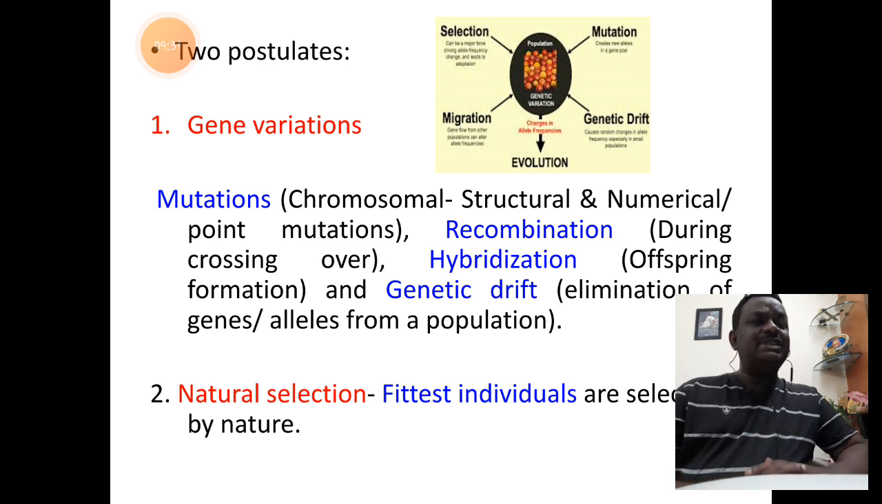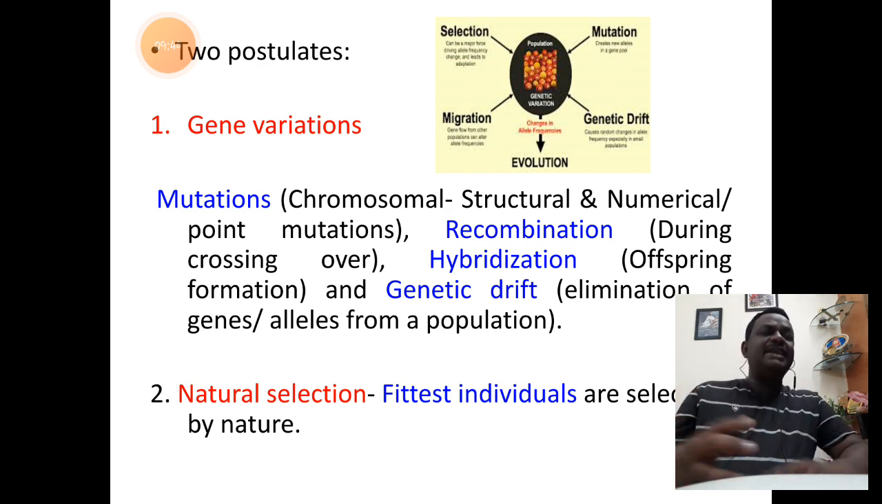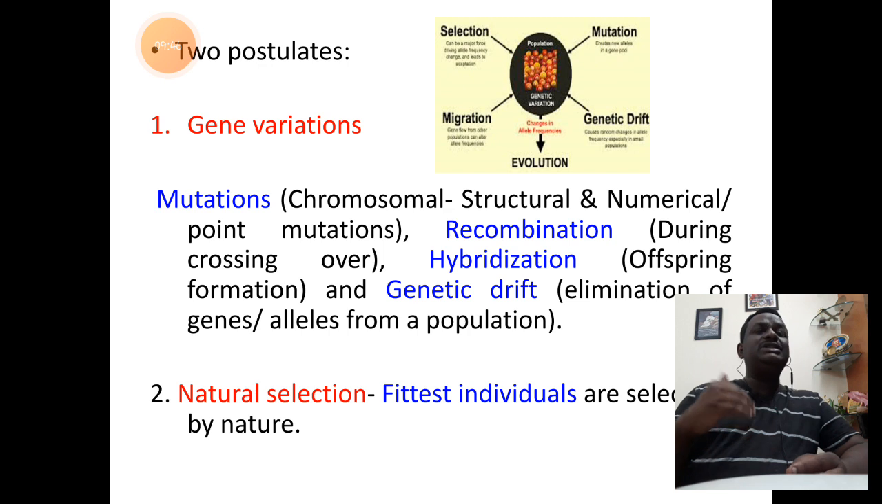Next we have genetic drift, which relates to the elimination of genes from a group of individuals or a population. So all these changes are related to genes. This is the major basis for the modern synthetic theory concept.